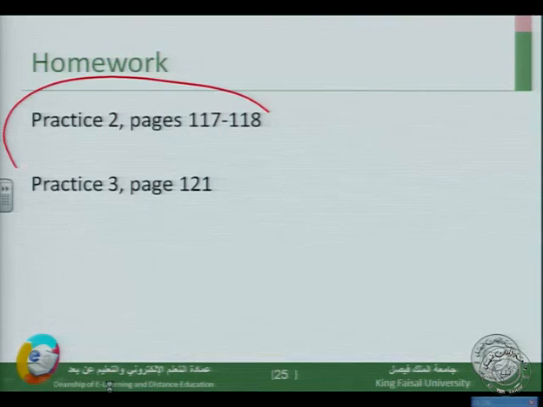Hopefully you will do practice. These are practices to page 117, 118, and practice 3, page 121. Hopefully you got the major points of this class.